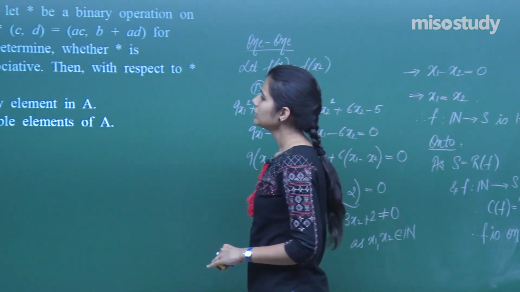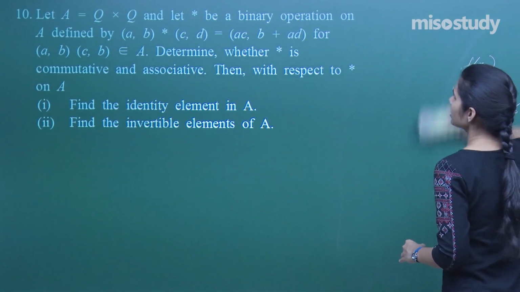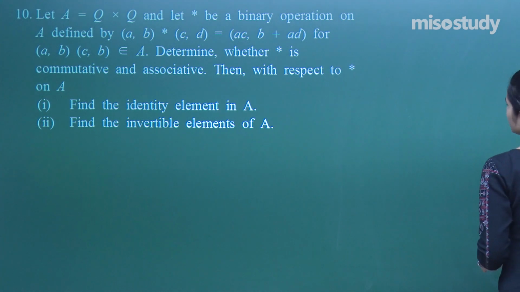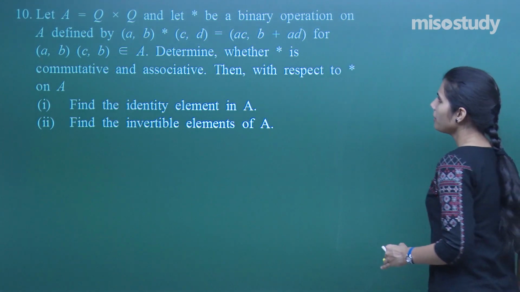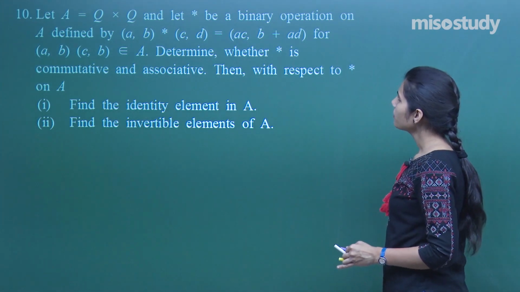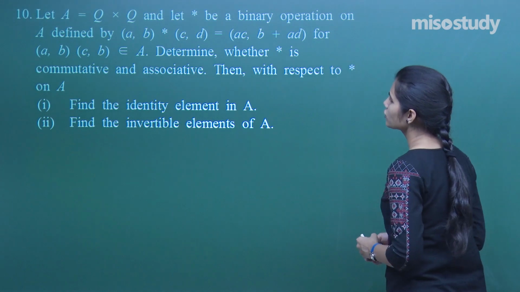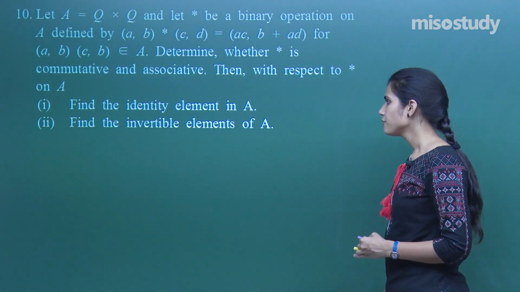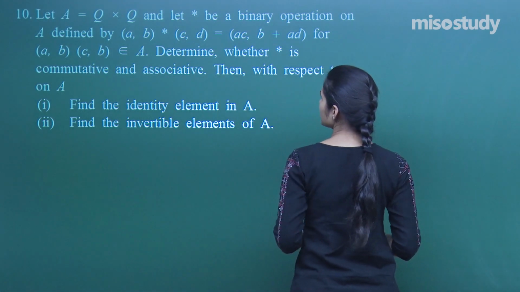Next question: let A be equal to the Cartesian product of the set of rationals with itself, and let star be a binary operation on A defined by (a, b) star (c, d) is (ac, b plus ad) for (a, b), (c, d) coming from A. Determine whether star is commutative and associative. Then with respect to star, find the identity element and find the invertible elements if any. So we need to talk about commutativity and associativity.